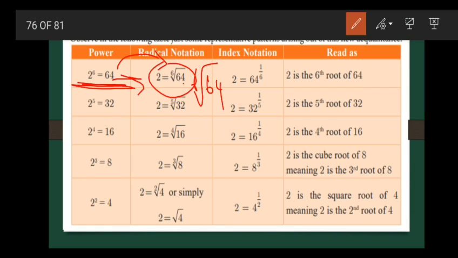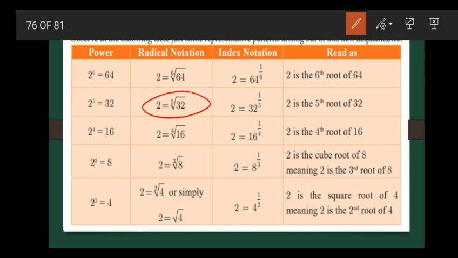So how can we represent this radical notation in fractional index notation? The 6th root can be written as 1 by 6 in the fractional index. So 2 is equal to 64 to the power 1 by 6, which is read as 2 is the 6th root of 64. Now see the second one. 2 to the power 5 is equal to 32, which means when you multiply 2 with itself 5 times, you will get 32, so the 5th root of 32 is 2. This can be written in radical notation as 2 is equal to 5th root of 32.